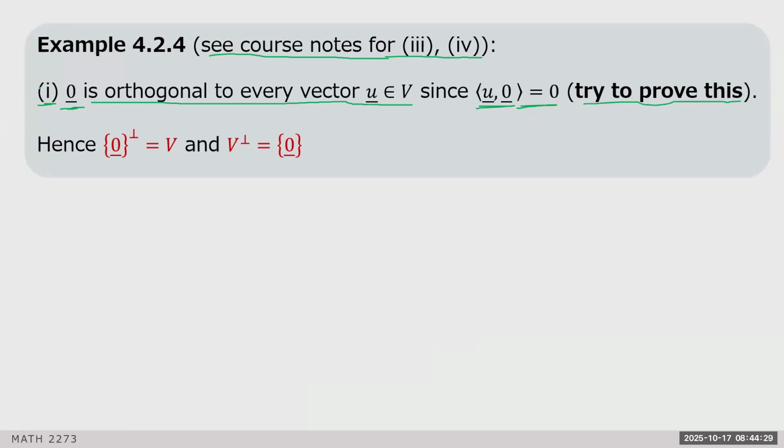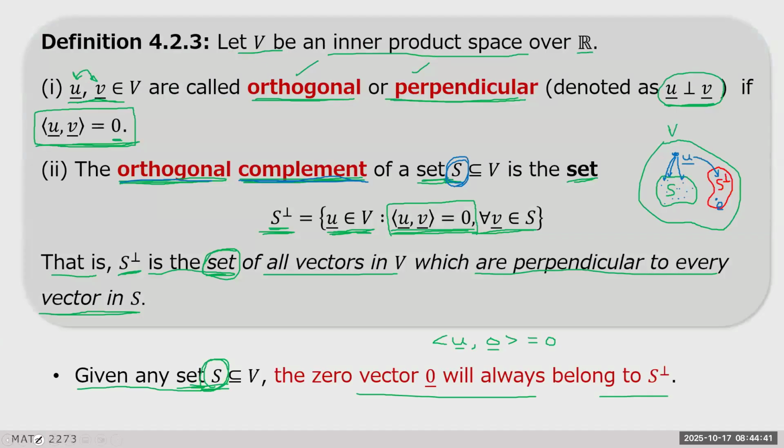Yeah, question. What if S was the empty set? That's a good question. Let's go back to the definition, the orthogonal complement of a set. If it is the empty set, the orthogonal complement of the empty set will be the zero vector. Okay, so it's defined to be that.